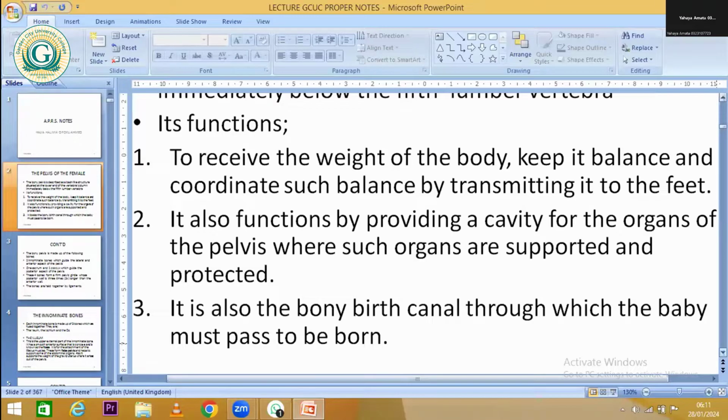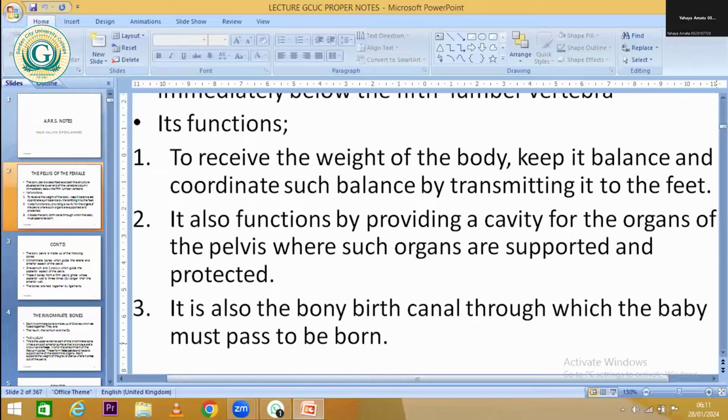The vagina, the ovaries, the fallopian tubes, the cervix. Good. They are all situated in the pelvis. And so it is the pelvis that protects all these organs. Very good. Please go ahead.